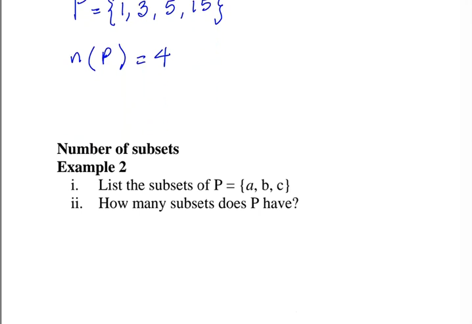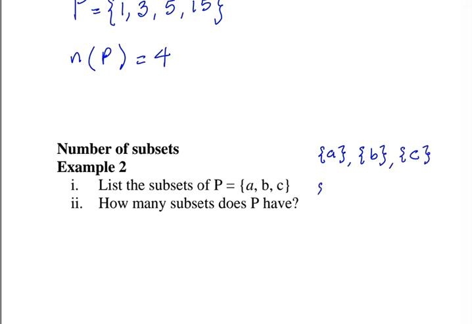Example 2. Number of subsets. This simply says list the subsets of the set P, which has elements A, B, and C, and then we're asked how many subsets P has. Well, here the singleton set with just A in it is a subset. So a subset is basically a set that can be taken from a larger set. The singleton set with just B in it is a subset. This is also a subset.